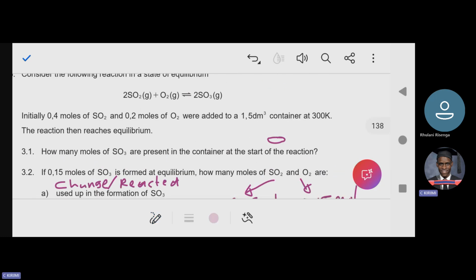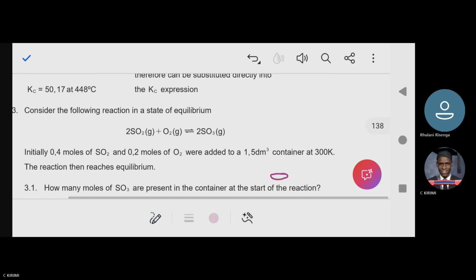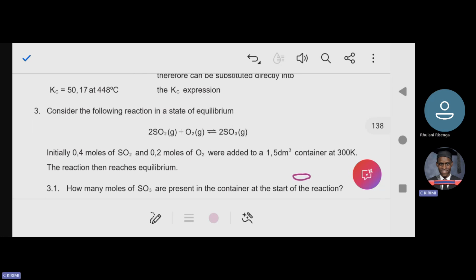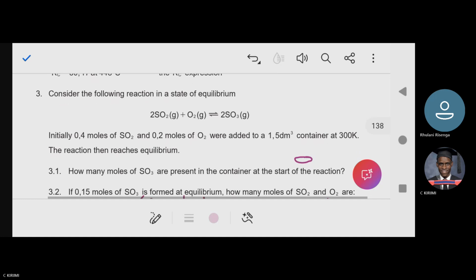But check the equation. Check the equation as a hint. That is the equation, which is here. Check the equation. Then you correct your answers.